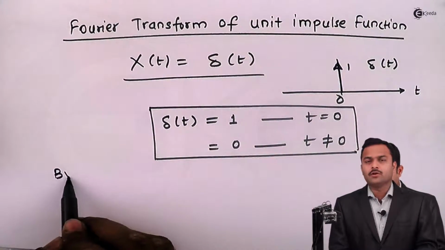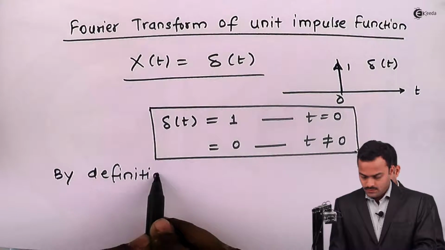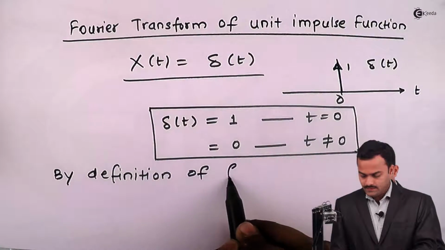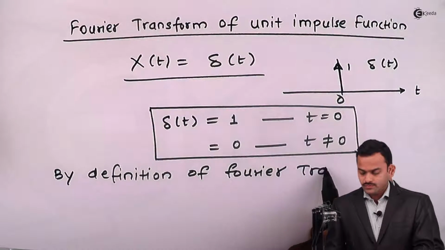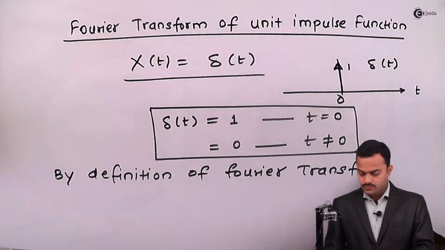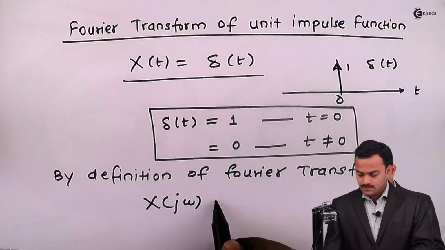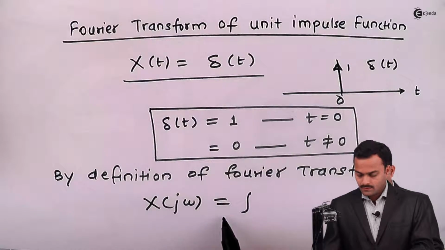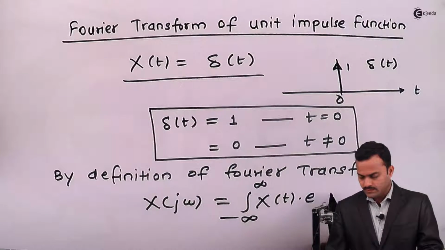So by definition of Fourier transform, 2 pi by T is nothing but the fundamental frequency omega 0. So what I can do, which states here, X of j omega equals the integral from minus infinity to infinity of x of t e raised to minus j omega t dt.